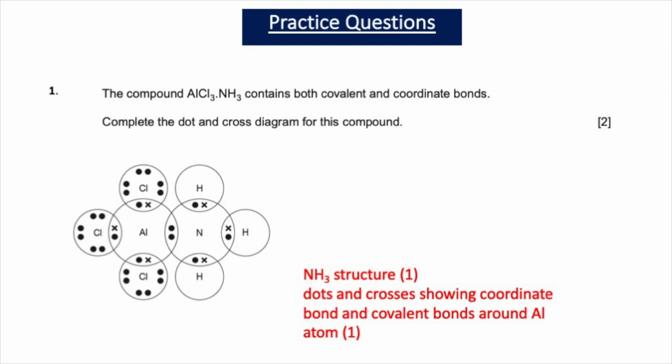to the AlCl3. So if you got the correct bonding for NH3 with 5 electrons in the outer shell of nitrogen and it forming 3 covalent bonds to the hydrogens, that gets you 1 mark. And if you then got the correct dative bond or coordinate bond between the nitrogen on the NH3 and the aluminium chloride, you get the 2nd mark.